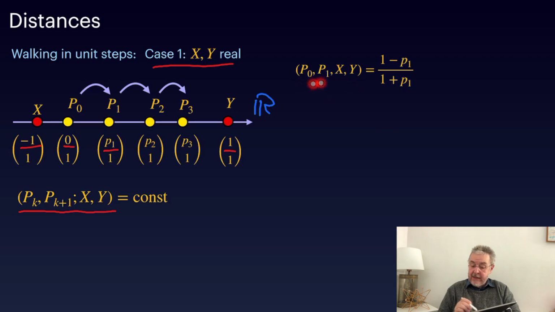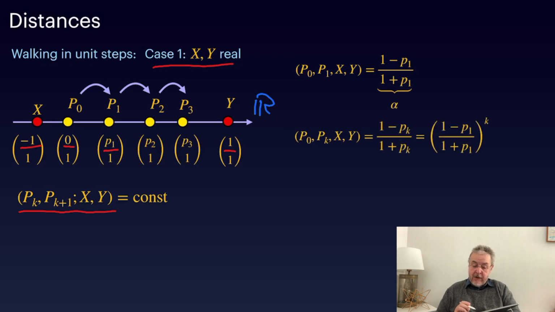So if you calculate this cross ratio, you get this number. Let's call this number alpha and compare it to the cross ratio that you get from P0 to a point pk here. If you do that, you get essentially the same thing, but the coordinate here should be pk.